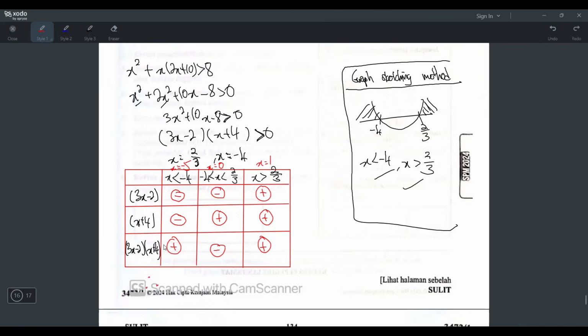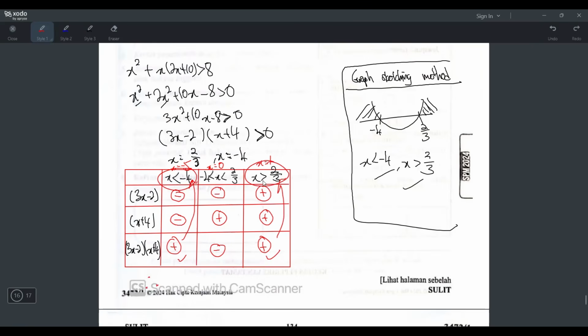But which one will be your answer? Okay, do you want your bracket to be positive or do you want your bracket to be negative? Look here, you want your bracket to be bigger than 0. That means you want your bracket to be positive. That means you want it to be positive. So where's your answer? This one and this one.